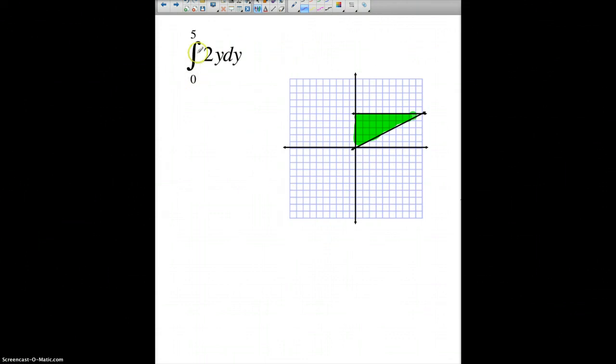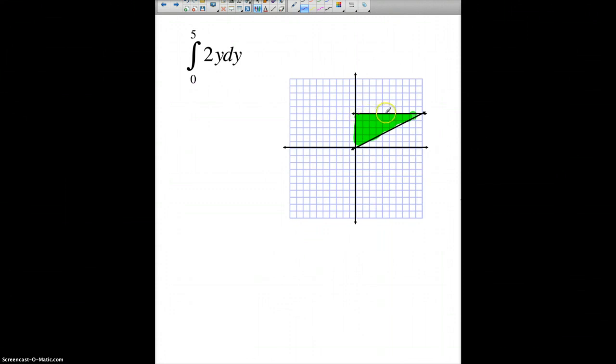If we want to find the integral from 0 to 5 of 2y dy, this is the line 2y, and it's with respect to y, so everything is based on y values. The 0 to 5 here is the y value of 0 to 5. It's still a triangle, so we can use a geometric formula to find the area.